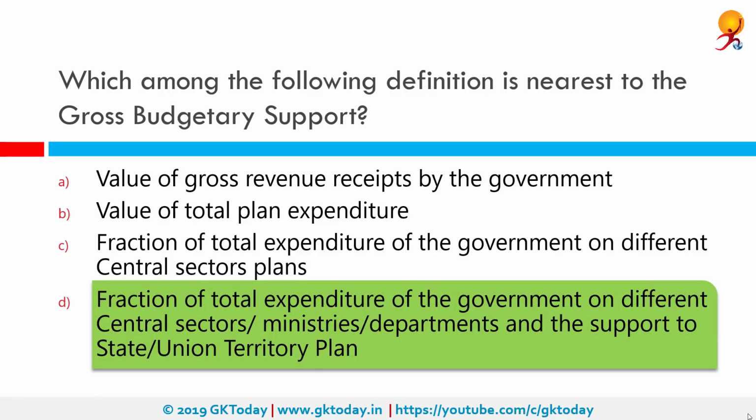So here, of course, option D is the closest. That is fraction of total expenditure of the government on different central sectors, ministries, departments and the support to state union territory plan. So basically the support given on government expenditure.